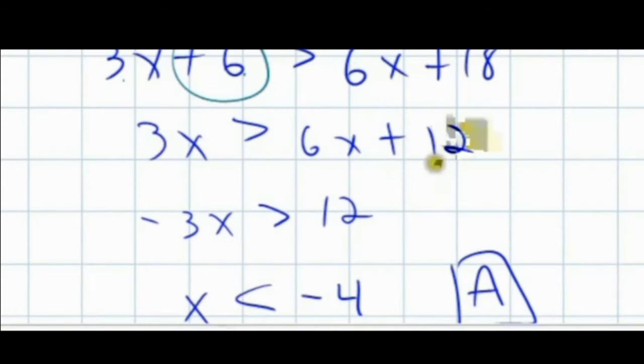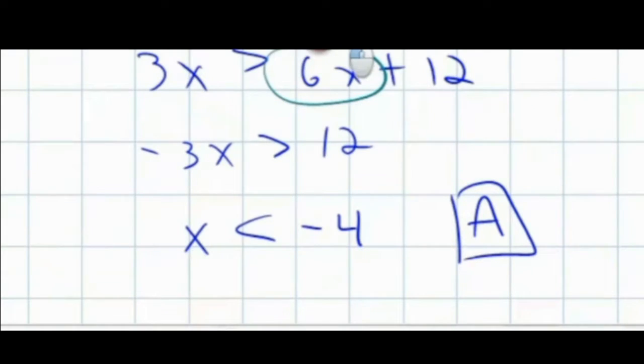So now I have 3x is greater than 6x plus 12. Then what I did was I took this and I subtracted it from both sides. 6x minus 6x is 0. 3x minus 6x is negative 3. So now I have negative 3x is greater than 12.